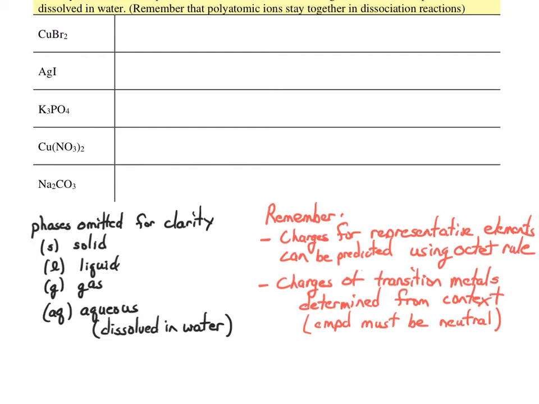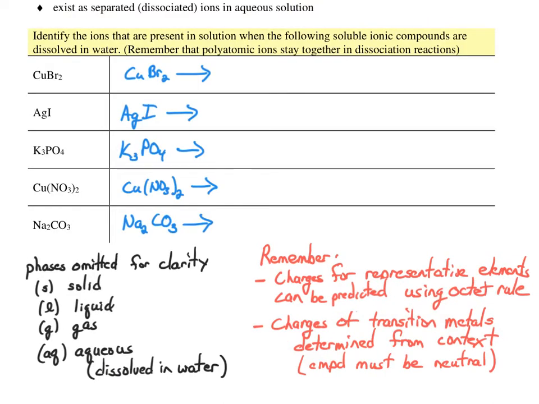As far as predicting charges for the ions, remember charges for the representative elements can be predicted using the octet rule. For the transition metals, you can determine the charge from context by remembering that overall the compound must be electrically neutral. The number of positive charges must equal the number of negative charges. So we're going to predict the ions that will exist in solution when these soluble salts dissolve in water.